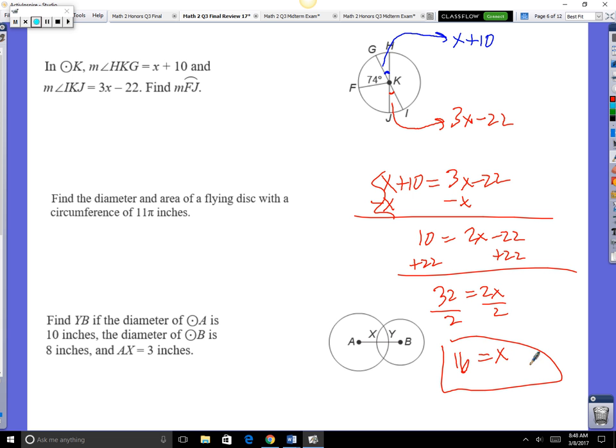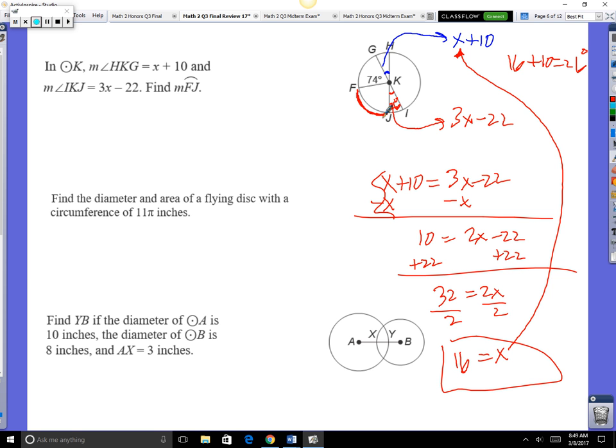So if you know x is 16, that means this. If I plug a 16 in, 16 plus a 10, that's going to be 26. So this is 26 degrees right here. This is 26, that's 26. And they want you to find the measure of arc FJ. So this is the arc they want.